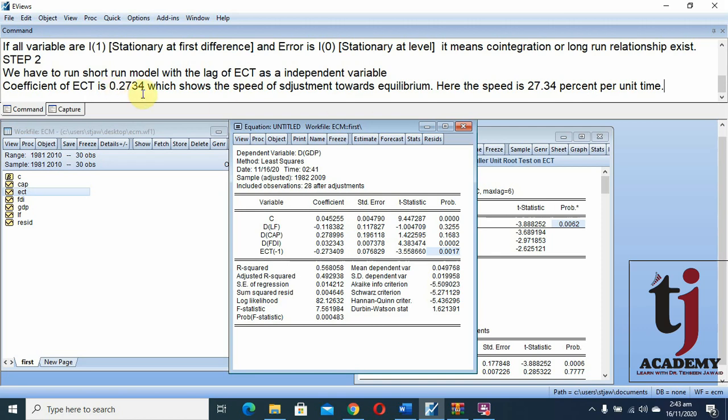So here the value of ECT shows the adjustment, 27.34% adjustment of the shock per unit time, here in a year. And that is why this value shows the adjustment towards equilibrium. So that is why this is called the error correction term. Error means the shock we have faced, or the model has faced the shock. So the error correction term shows the speed of adjustment towards equilibrium.